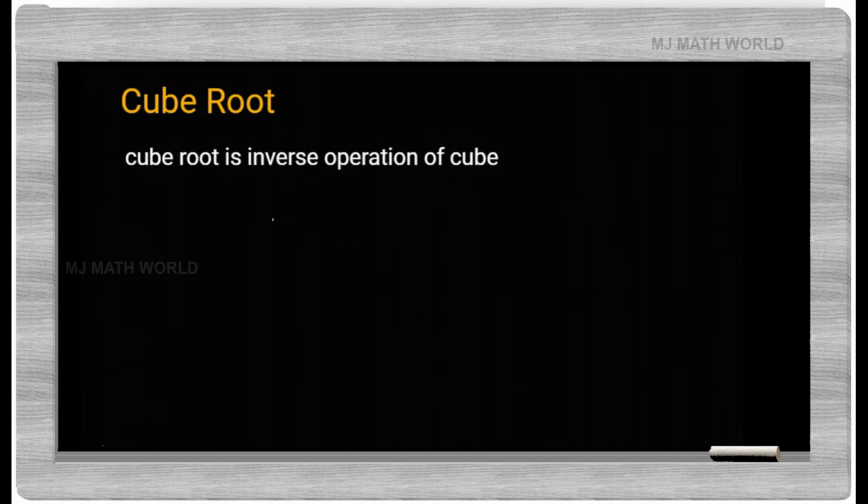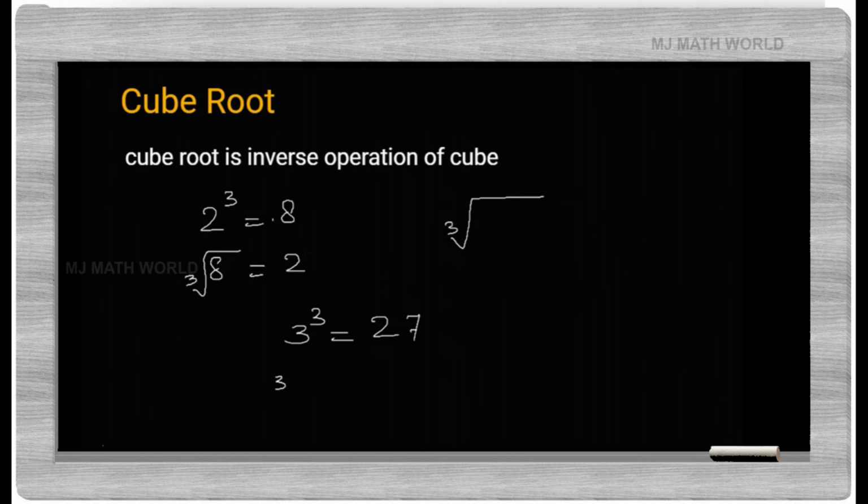Next topic is cube root. Cube root is the inverse operation of cube. For example, 2 cube is equal to 8, so the cube root of 8 is 2. This is the symbol to represent the cube root. Cube root of 8 is equal to 2. Another example, 3 cube is equal to 27. Cube root of 27 is equal to 3. We only write the base number. Cube root is the inverse operation of cube.